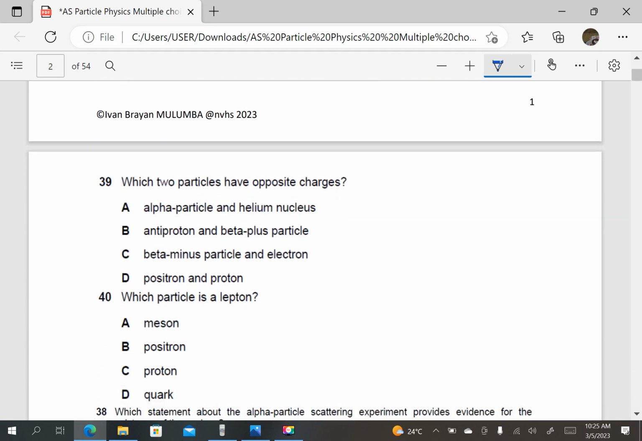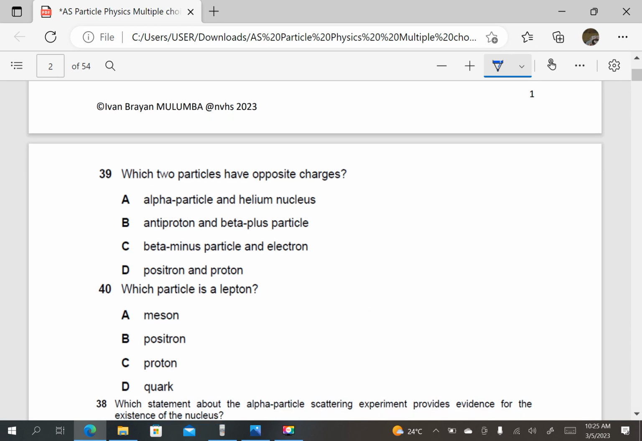Okay. Which two particles have opposite charges? Let's see. Alpha particle and helium nucleus. These ones have the same charge. An alpha particle is a helium nucleus. Antiproton and beta plus. An antiproton has a charge of positive e. Beta plus has a charge of positive e. So these ones have the same charge. Beta minus particle and an electron. Beta minus is negative e, an electron is negative e.